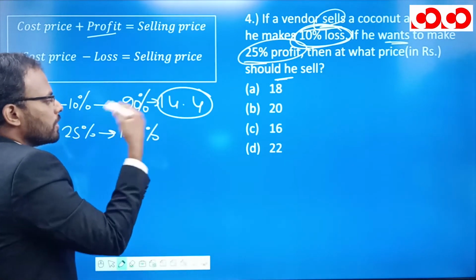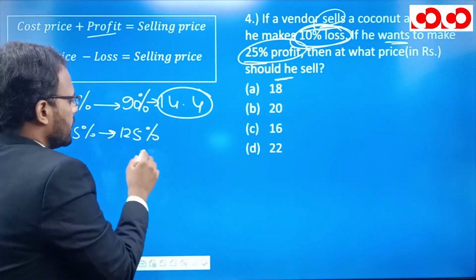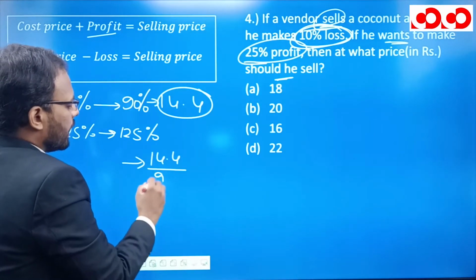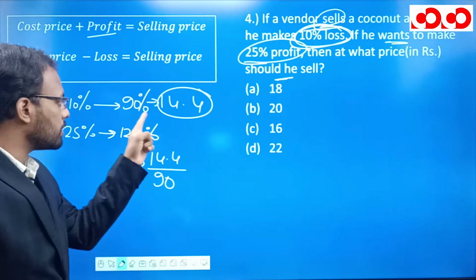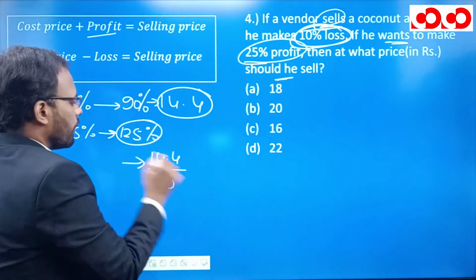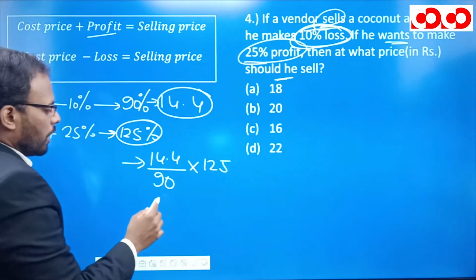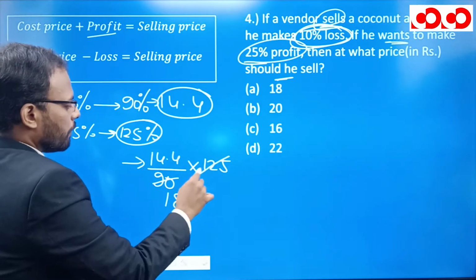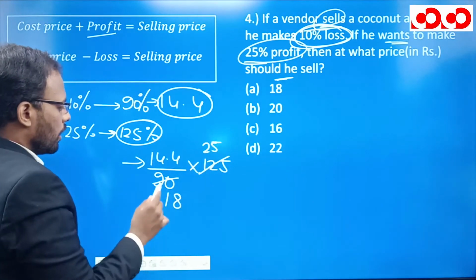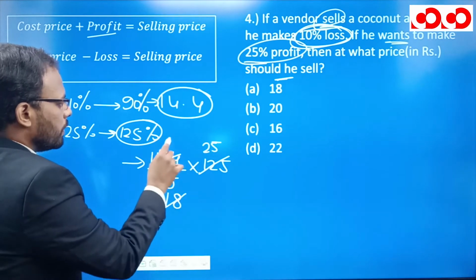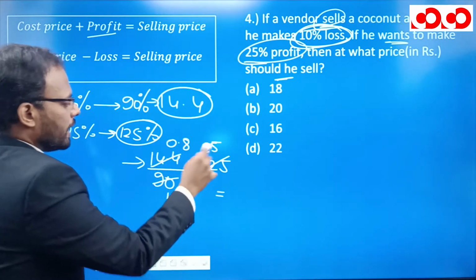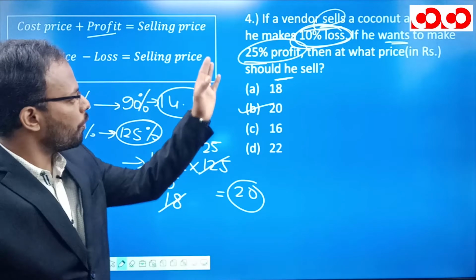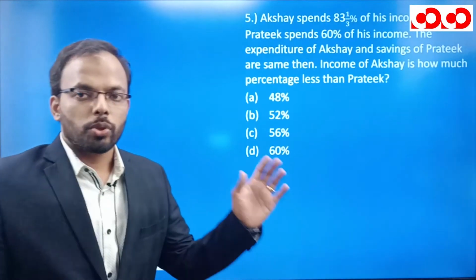Now, if this 90% is equal to this, then what is 125%? Easily you can calculate. 1% value is going to be 14.4 divided by 90, because 90% is this much. We need to find 125%, so I'll multiply 125 into this. If I cut it by 5, I'll get 18, and if I cut this by 5, we'll get 25. And if we cut this, it is 18 eights, so this will be 0.8, and 0.8 into 25 is going to be 20 rupees. So B option is correct for this fourth question. The answer is B option. So let's move on to the fifth question.